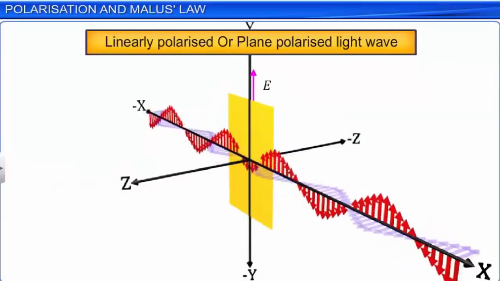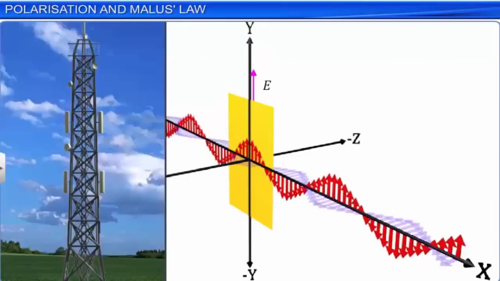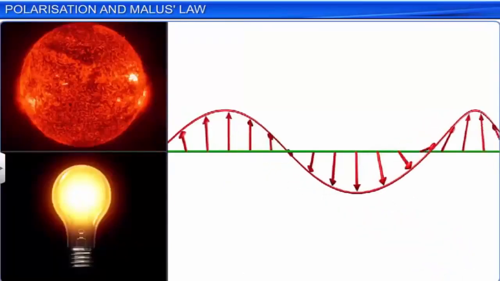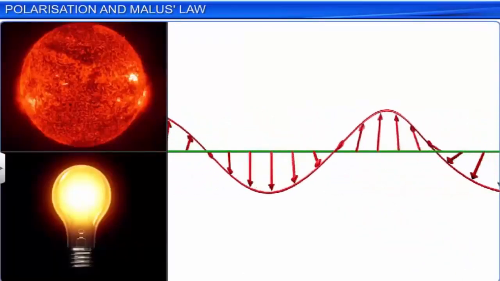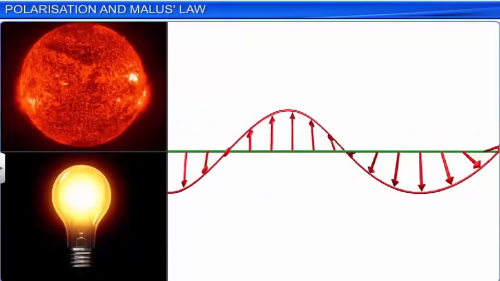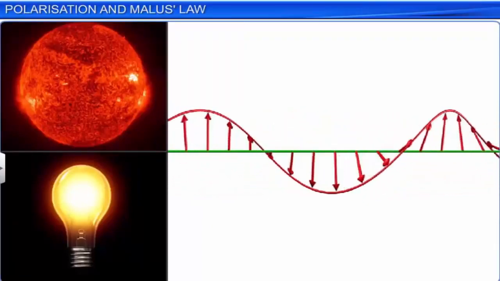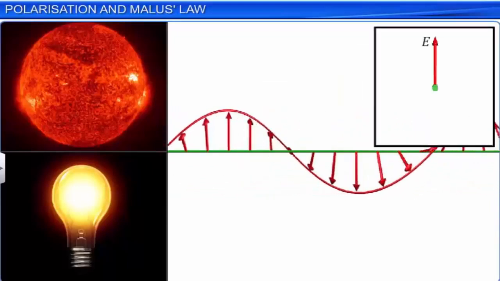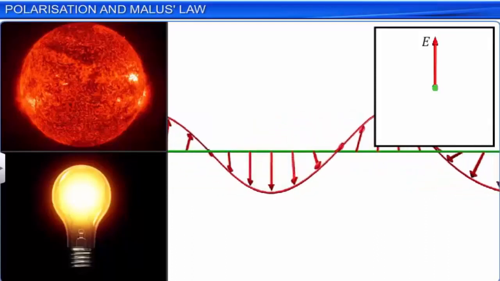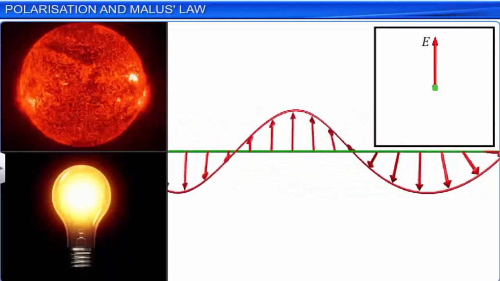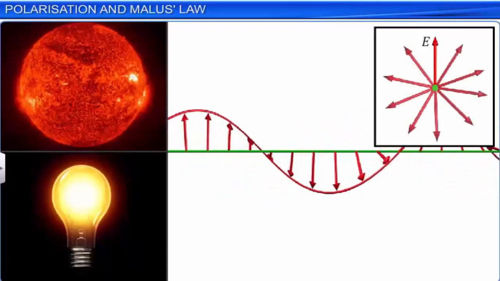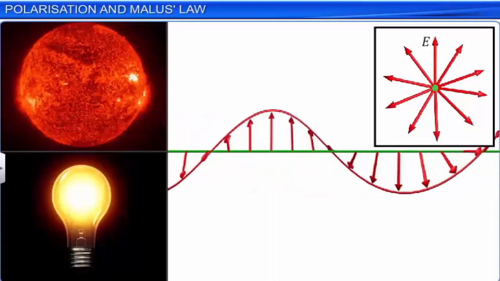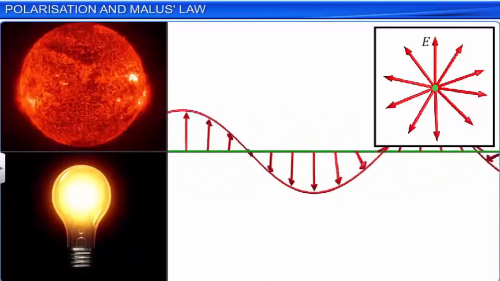The electromagnetic waves used for radio and TV transmission are plane polarized. The light from sources like the sun or an incandescent light bulb do not show single plane polarization. Let us represent light using the E vector and its propagation as shown. The light from these sources is composed of many directions of the E vector distributed randomly around the direction of propagation of light. This light is transverse but unpolarized.